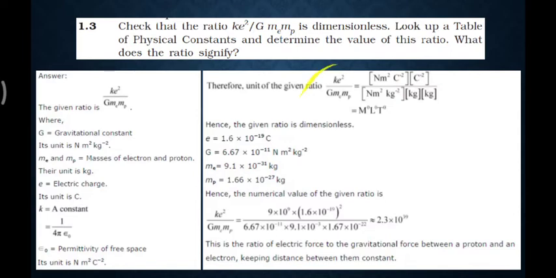And now onwards we just take the numbers. K is equal to 9 into 10 to the power 9, E is the charge 1.6 into 10 to the power minus 19 square, upon G which is 6.67 into 10 to the power minus 11. Mass of the electron is 9.1 into 10 to the power minus 31. Mass of the proton is 1.66 into 10 to the power minus 27. Put the respective numbers and you will get a number which is 2.3 into 10 to the power 39 or so. So that many times stronger is the electric force than the gravitational force. This is the justification or the conclusion of this 1.3.